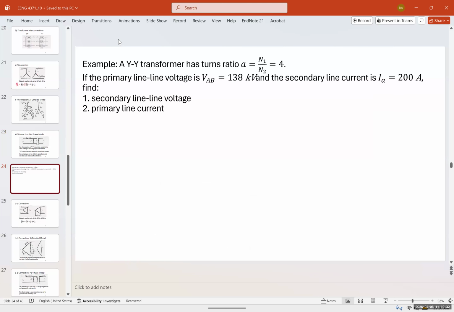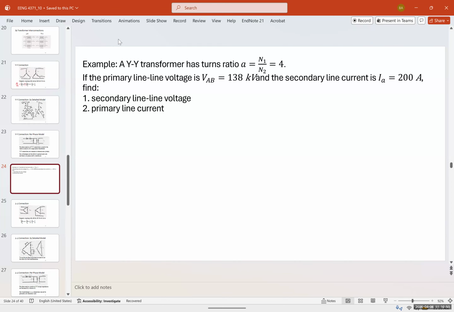Now, let's solve an example for a three-phase Y to Y connection. I'm just going to give you these papers. It's because of attendance. We'll give you extra points when you solve them, but it's mainly for the attendance.